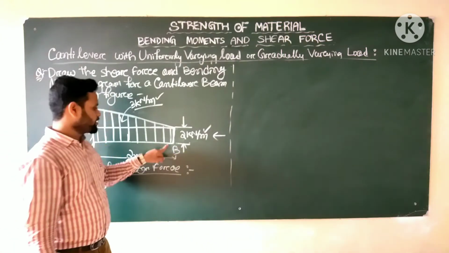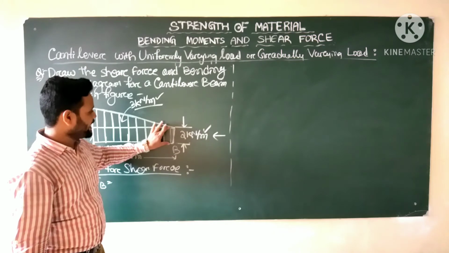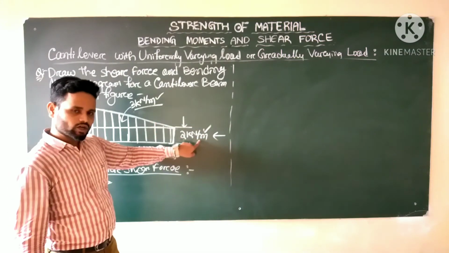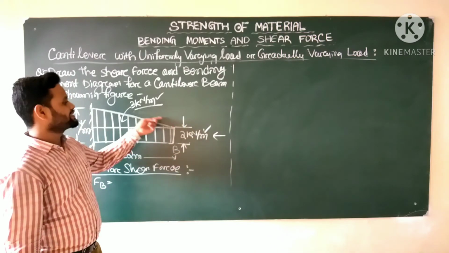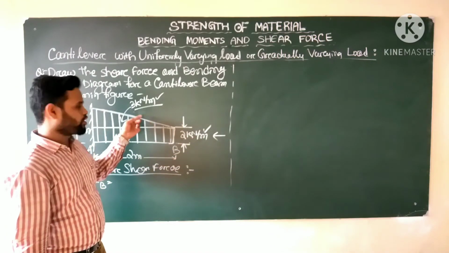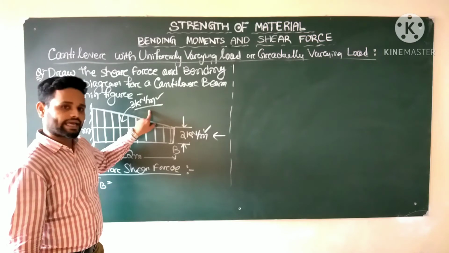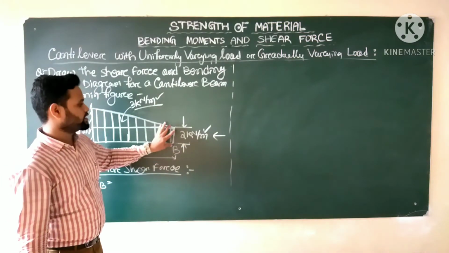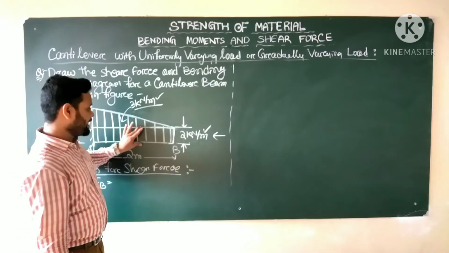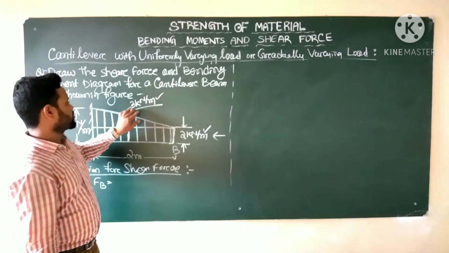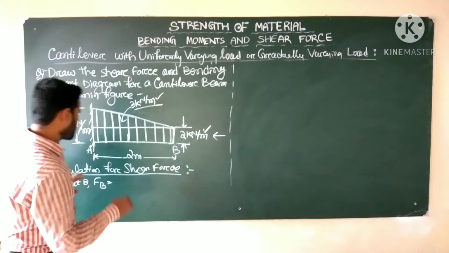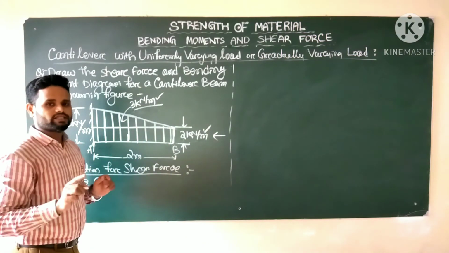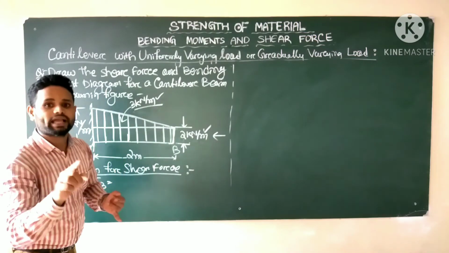Here you will see at point B there is a UDL, uniformly distributed load, which is 2 kN per meter, and above that there is a UVL, uniformly varying load of 3 kN per meter. So when we calculate the shear force at B, first we will calculate the shear force for UDL plus the shear force for UVL. So for UDL, the shear force formula is plus W into X.